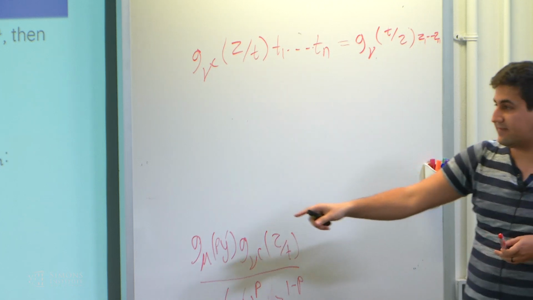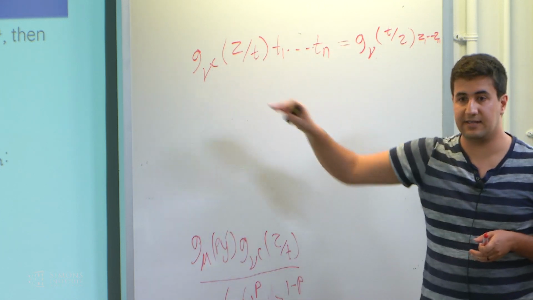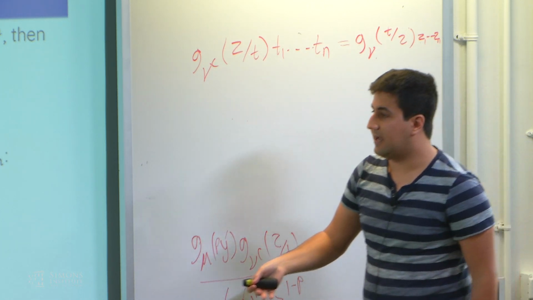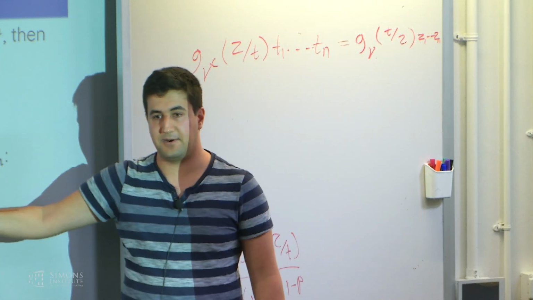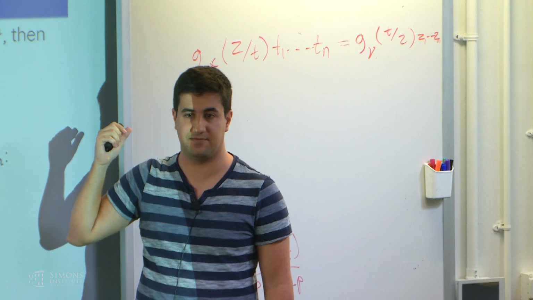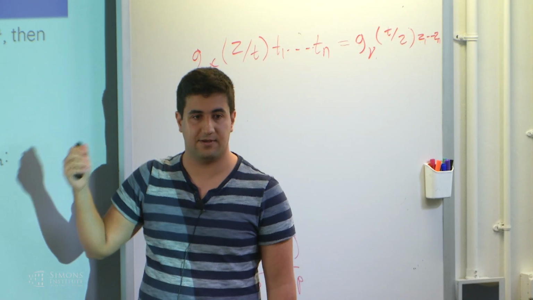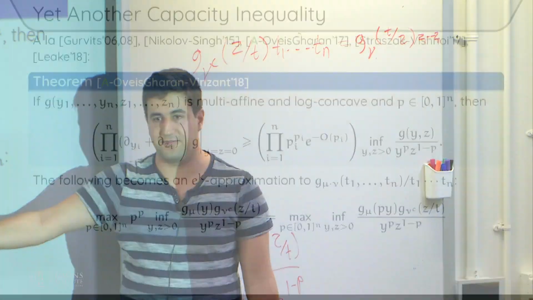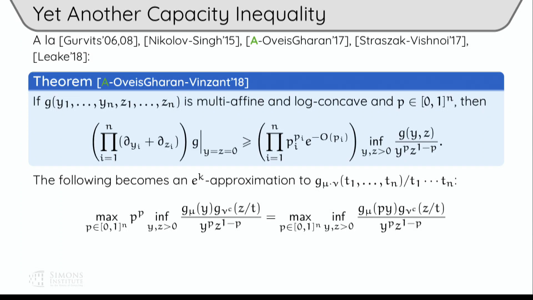So for any fixed value of z, this thing is log-concave in terms of ti's. And once you do an infimum over a bunch of log-concave functions, you still get something that is log-concave in terms of ti's. So the end result is a surrogate for our partition function, which is log-concave in terms of ti's. Any questions so far?